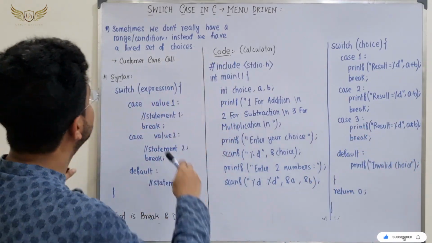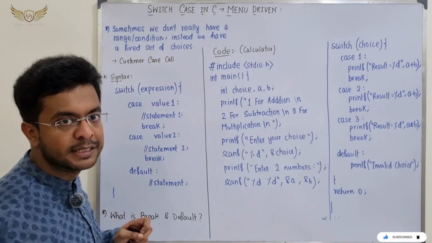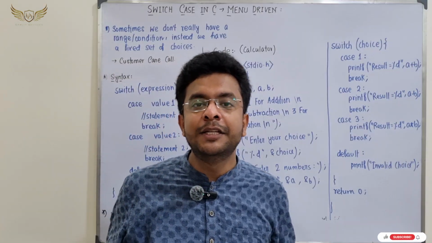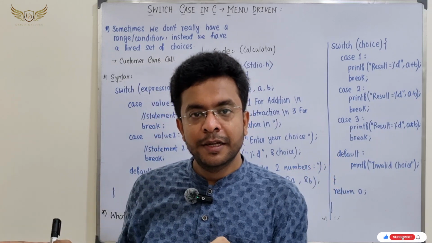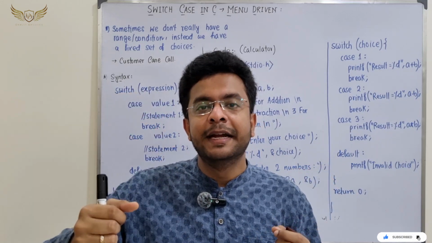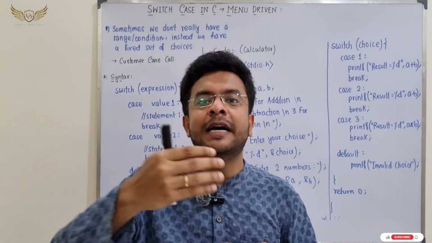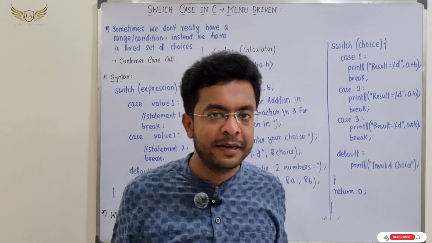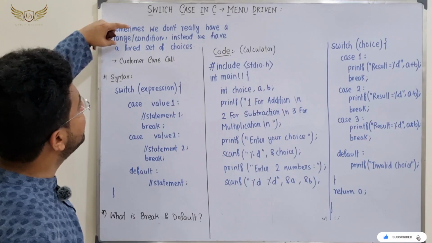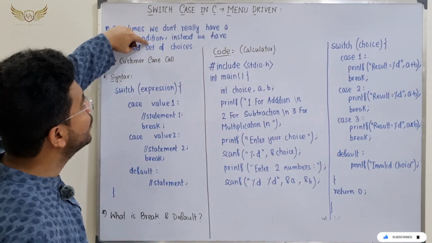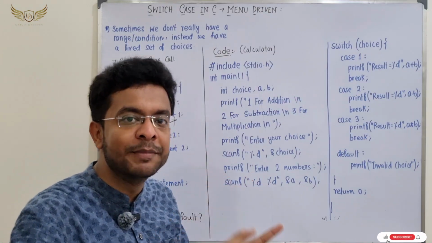So let us see what it is saying: sometimes we don't really have a range or condition. Instead, we have a fixed set of choices. Right? For example, say the choice is Monday. If it is Monday, then we do this. So you give the choice to pick the day: day 1, Monday, day 2, Tuesday, accordingly. And if you pick a particular day, a particular task gets assigned to you. You can think like that in your mind, right? It will be clearer when we see the syntax and code. So sometimes we don't really have a range or condition, so we need to use the switch case, because we have a fixed set of choices. In the last video, we saw a similar thing using if else.